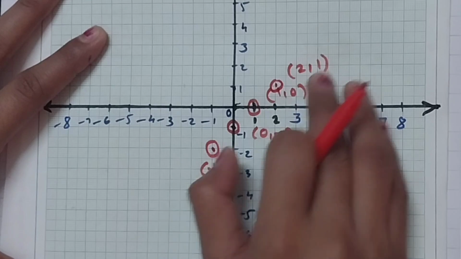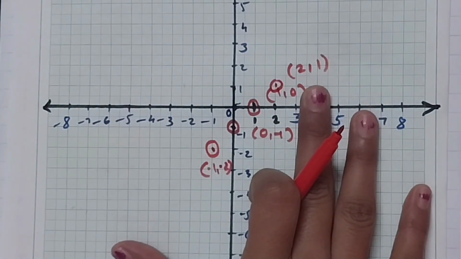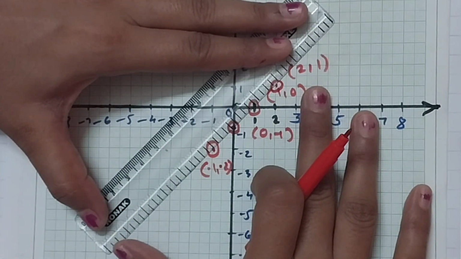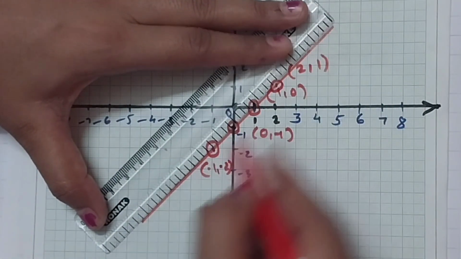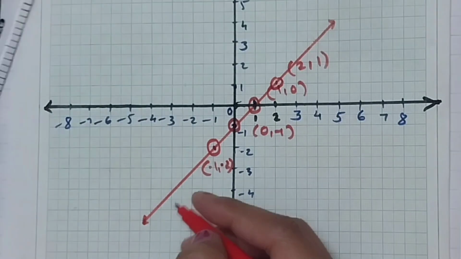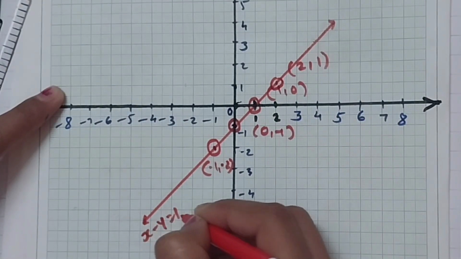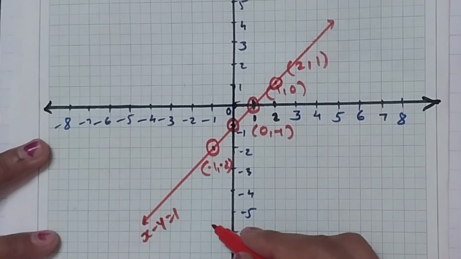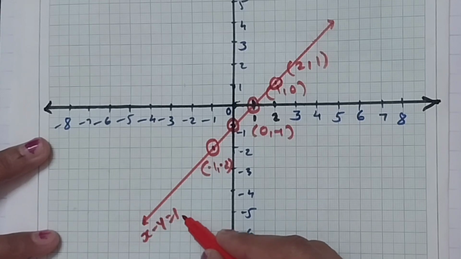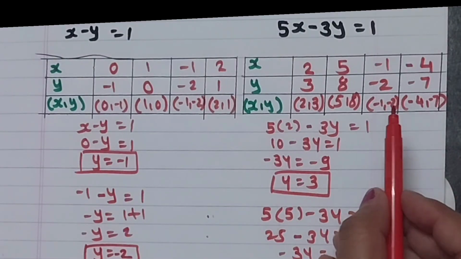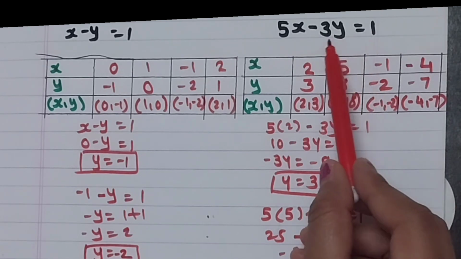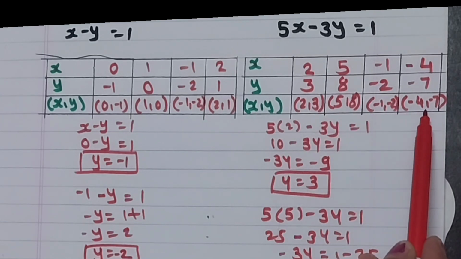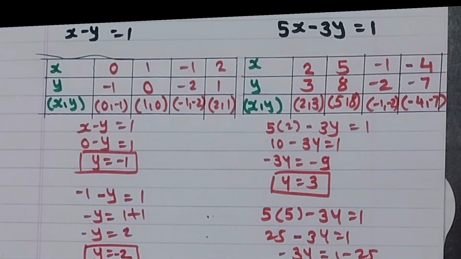So these are the 4 points we get here in a line. So we join them with the help of a scale. So this is the graph of the line x minus y is equal to 1. Now we have to draw the graph of the equation 5x minus 3y is equal to 1. So these are the coordinates of this equation that we found here.